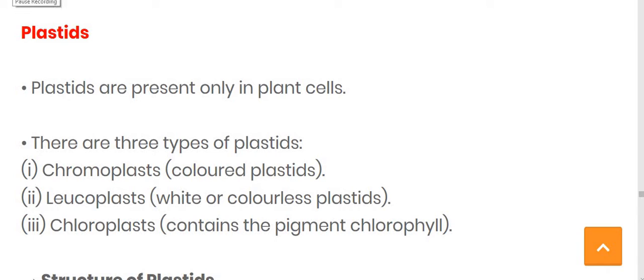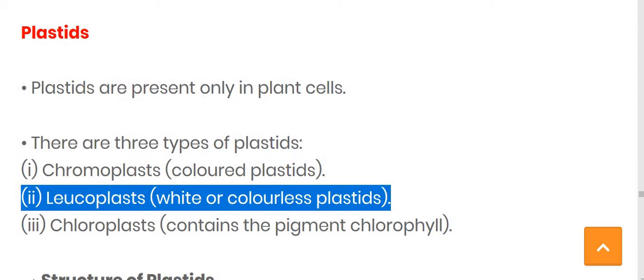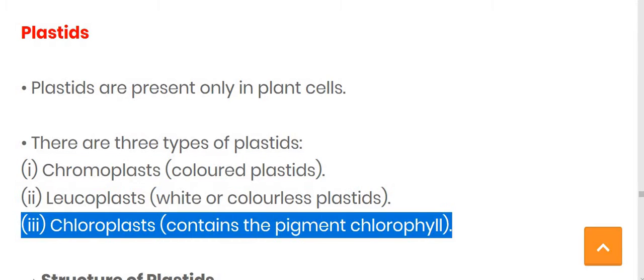Now let's do the revision of chapter number 5, from the plastid. Plastids are present only in the plant cell, and according to color pigmentation, they are divided into three types. The first one is chromoplast, the second is leucoplast, and the third one is chloroplast.